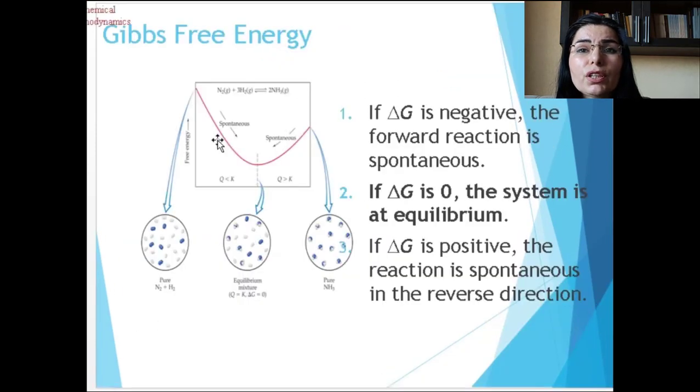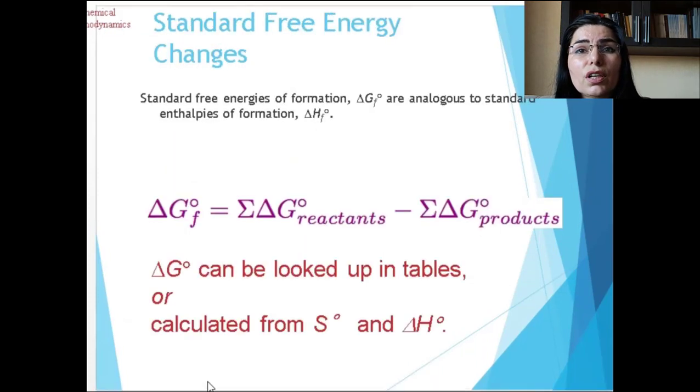Then Gibbs Free Energy. If delta G is negative, the forward reaction is spontaneous. If delta G is 0, the system is at equilibrium. If delta G is positive, the reaction is spontaneous in the reverse direction. And standard free energies of formation delta G F0 are analogous to standard enthalpies of formation delta H F0. And delta G F0 is equal to this expression. Delta G0 can be looked up in tables or calculated from the S0 and delta H0.